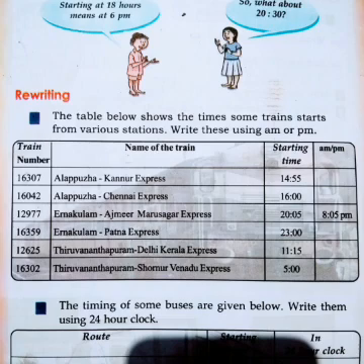The third one, Ernakulam Ajmer Marusagar Express. Starting time 20 hours 5 minutes. Convert that into AM or PM. How can we convert? Yes, 20 minus 12 equal to 8. So the answer is 8 hours 5 minutes. What about AM or PM? Yes, this is greater than 12.